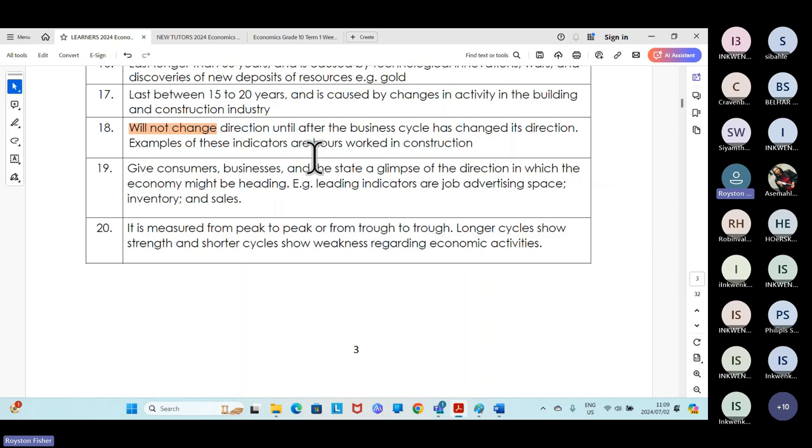And then number 19 gives consumers, businesses, and the state a glimpse of the direction in which the economy might be heading. For example, leading indicators are job advertising space, inventory, and sales. And they again give you the answer in the question. Nkowezi Secondary, I hope I'm pronouncing your school correctly. You're correct.